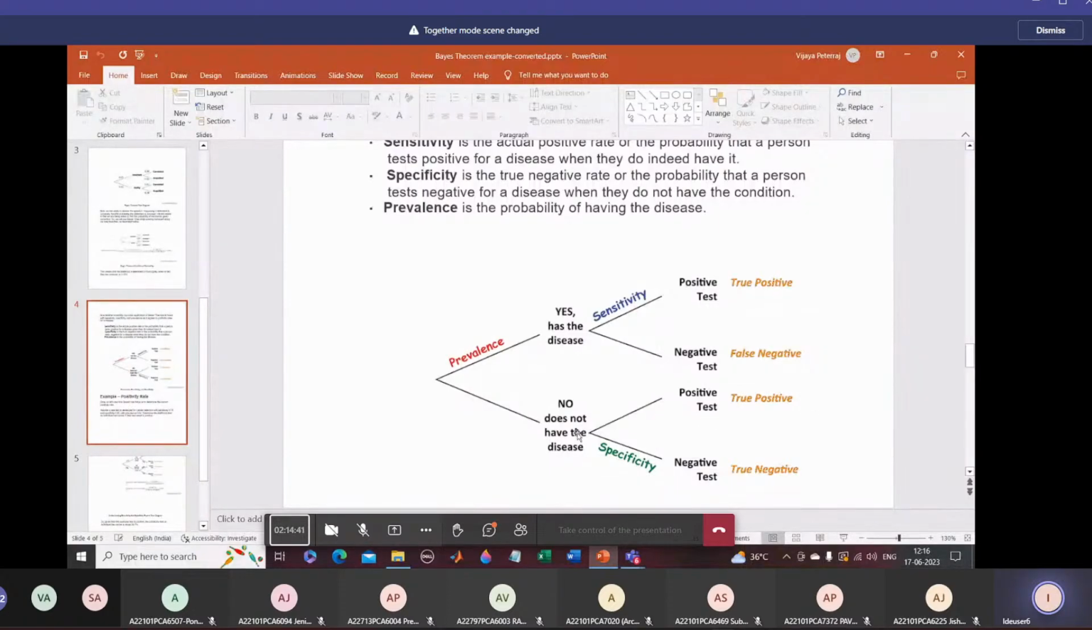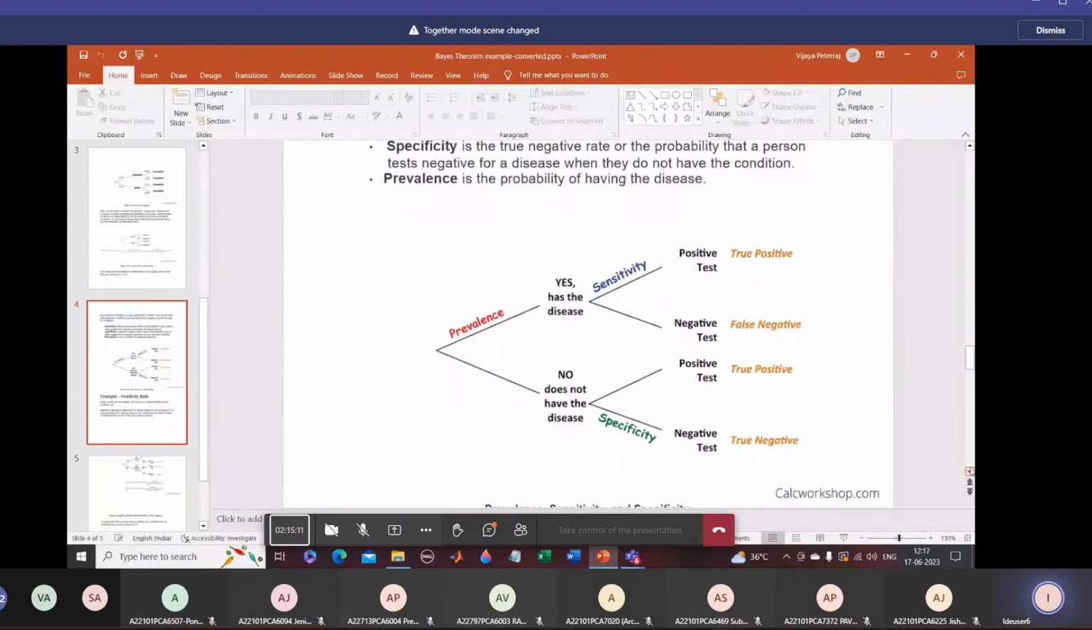And then he doesn't have a disease and you are saying he doesn't have a disease, so it is a true negative. If it is positive but you are saying no, it is negative. If it is negative but you are saying yes, sorry, it should be a false positive, because he doesn't have a disease and you are saying he has a disease. So it is false.